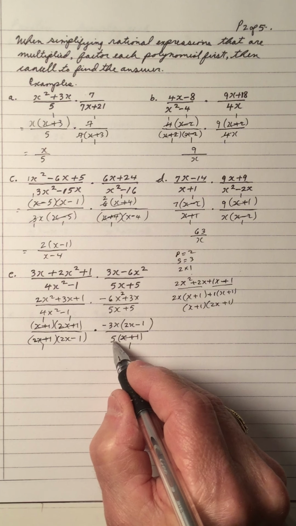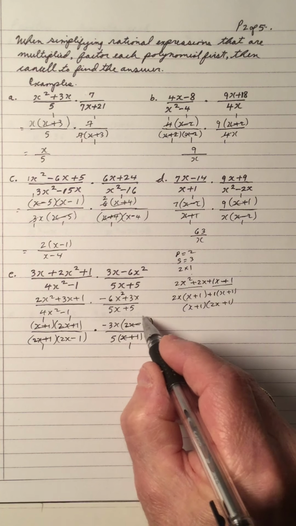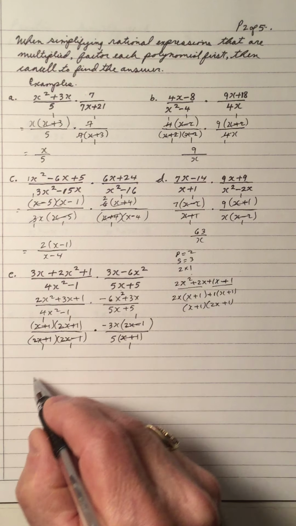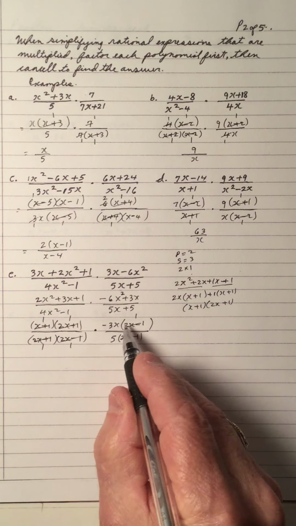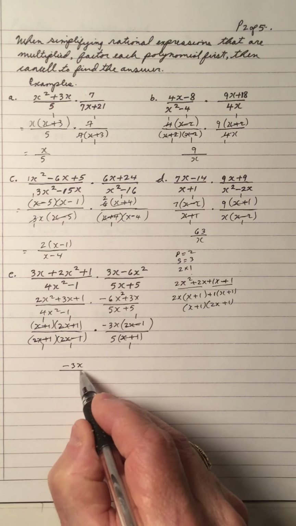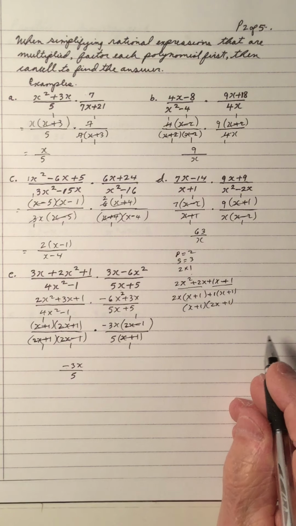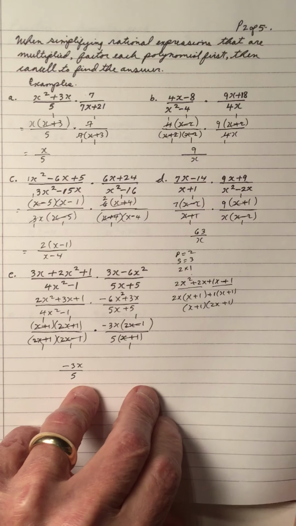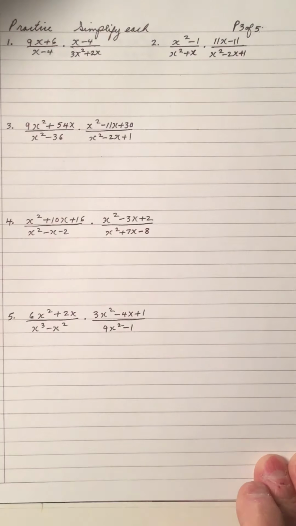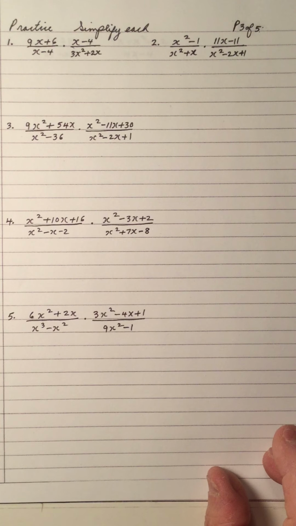Negative 3x, no x down here, no factor of 3. X minus 1 is here, and here they cancel. 1, 1, and I got negative 3x, 1, 1, and a 5. Final answer. Again, you factor completely and cancel, and then you multiply to get your answer.